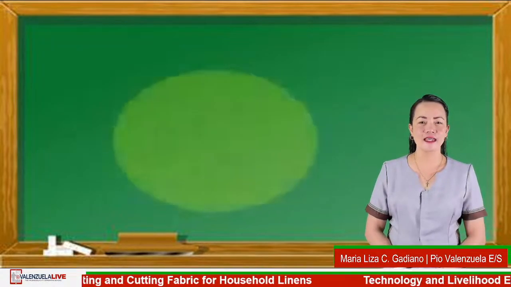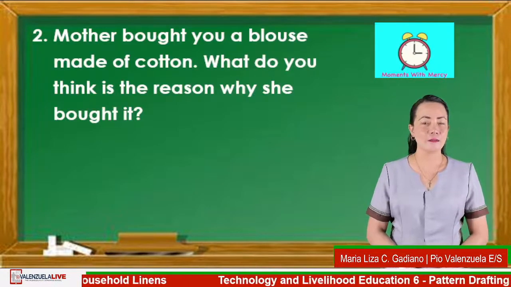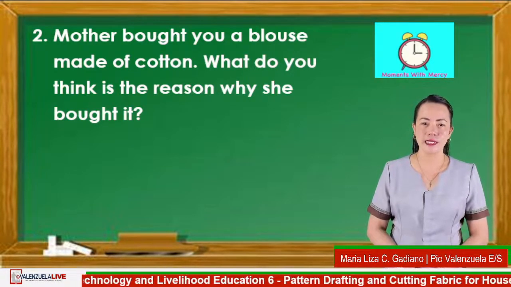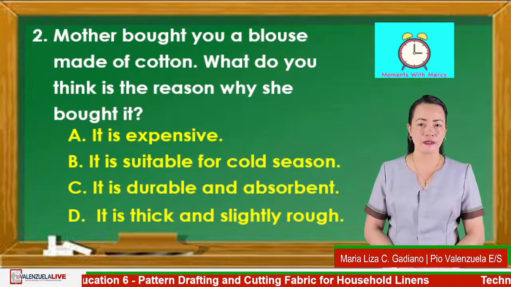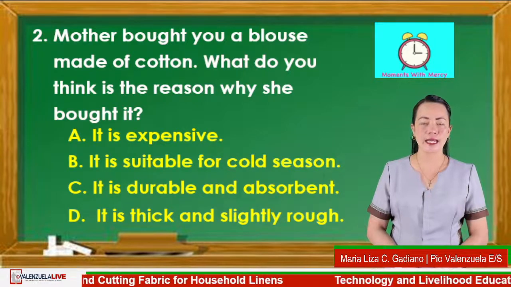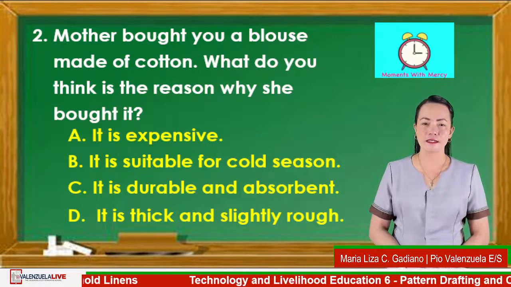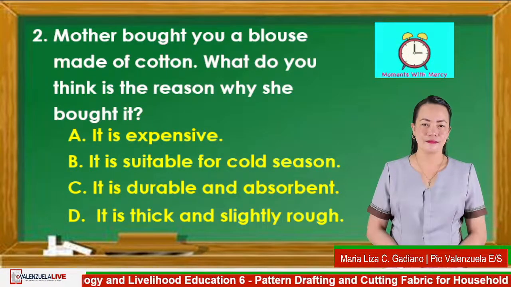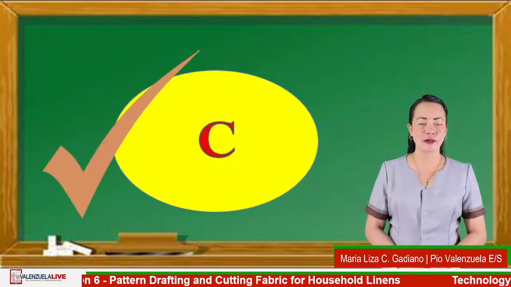The answer is letter B. Wool. Number 2. Mother bought you a blouse made of cotton. What do you think is the reason why she bought it? A. It is expensive. B. It is suitable for cold season. C. It is durable and absorbent. D. It is thick and slightly rough. Your 5 seconds timer starts now. The answer is letter C. It is durable and absorbent.